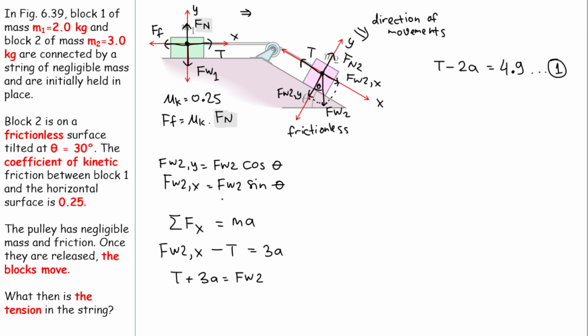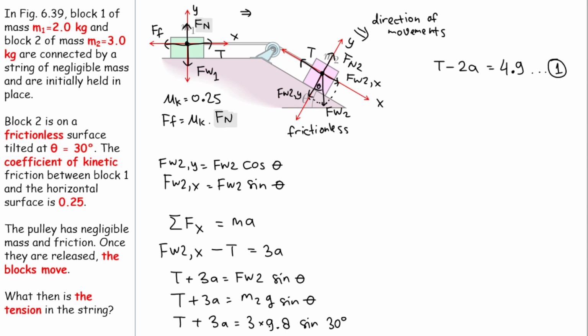And I think we can isolate this: T plus 3a will equal Fw2. Okay, and in the x direction, I will have sine of theta, right? And then we'll have T plus 3a, Fw2 is mass number 2 multiplied by g and sine of theta. Or we will have these numerical values. T plus 3a is equal to m2, that will be 3, and then g is 9.8, and then sine of theta. Theta is 30 degrees. Good.